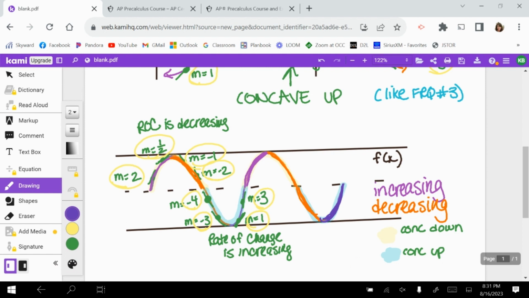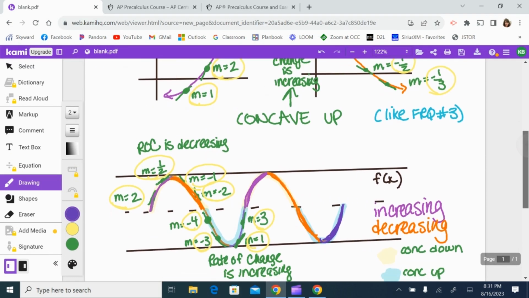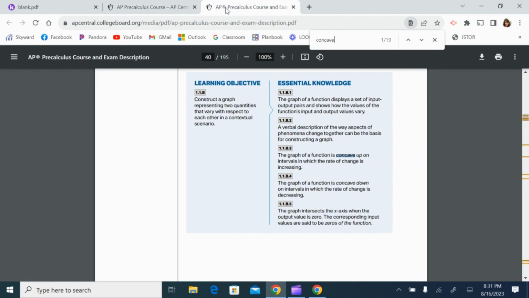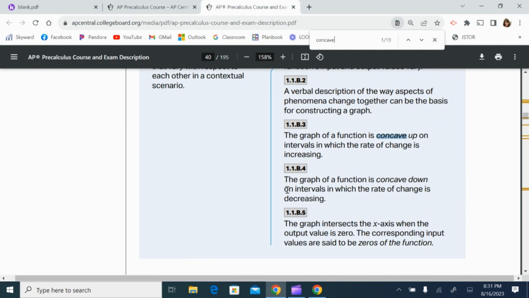I hope that helps. Now that you've seen these examples, I want to go back and show you the language of the CED to validate what we talked about. The graph of a function is concave up on intervals in which the rate of change is increasing. The graph of a function is concave down on intervals in which the rate of change is decreasing.